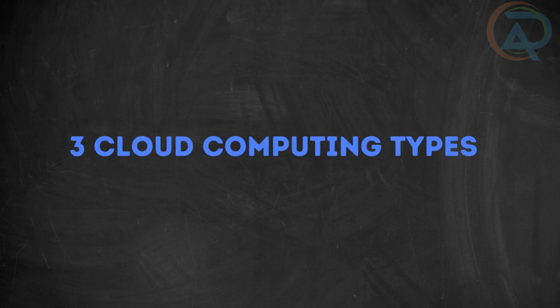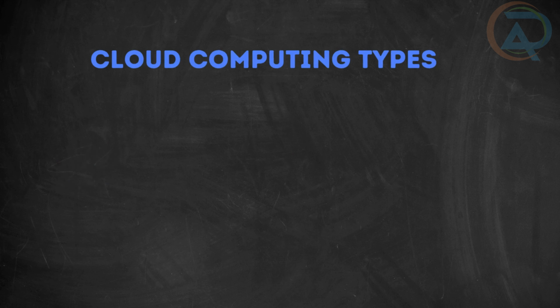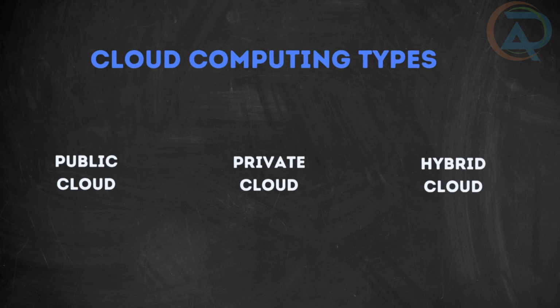Now let's try to understand the different types of cloud computing. There are three types which are defined in cloud computing: first is public cloud, then private cloud, and hybrid cloud.